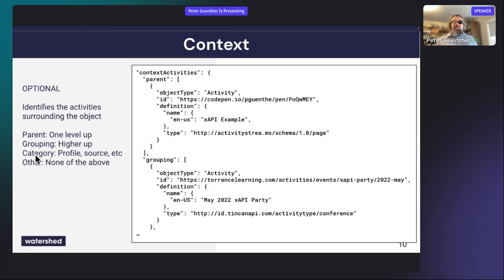You've got category, which could include, if you're using an xAPI profile, you identify it thusly. It could be a source. If I made a mobile app and this is happening within this screen, but the higher up, I want to identify the app, the source. There's that. And there's also other. So if you have any other context that you want to identify, it's there.